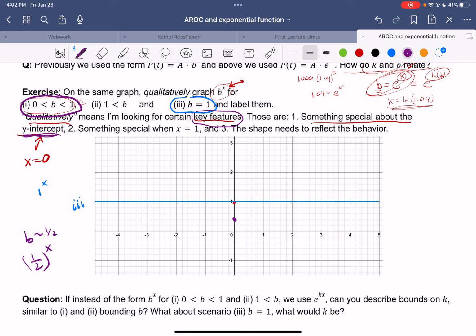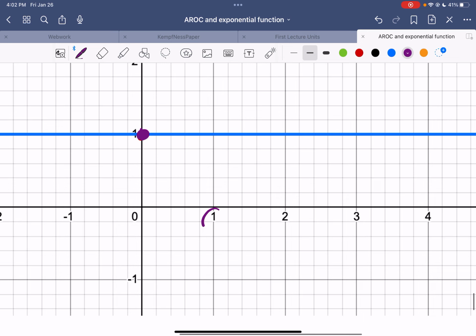Something special happens when x is 1. So what happens when x is 1? I messed up the y-intercept, I'm so sorry. I need to be more careful, right? The y-intercept is still 1, because 1/2 to the 0 is still 1. But 1/2 to the 1 is 1/2. In fact, b to the 1 is b. So when you get to the x value of 1, that's when you'll see what your b value is.